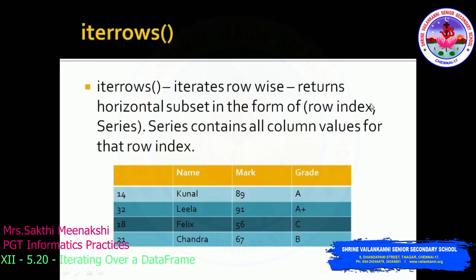Okay, so that's all about iteration. Hope you understand the concept. iterrows, iteritems are basically 2 methods used to iterate over either rows or columns. They give 2 values, either a row index or column index along with the series. If it is a row index, it returns a series containing all the column values. If it is a column index, it returns a series with all the row values.